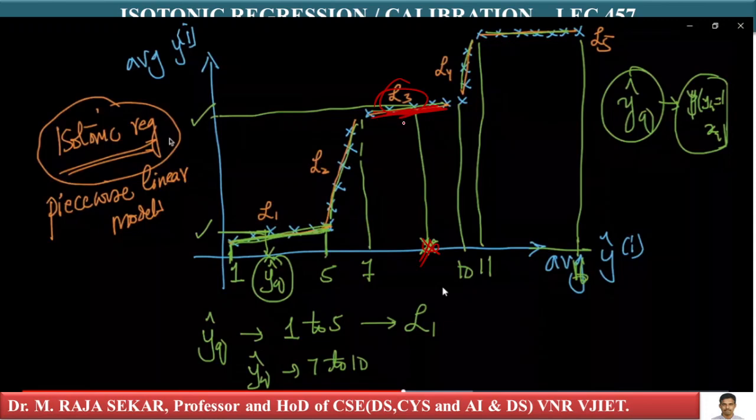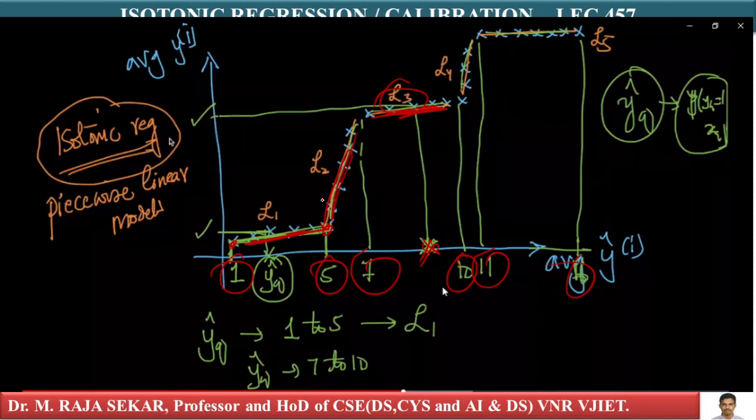Now your question might be, how do we determine these lines? How do we determine these thresholds? Let's say these are thresholds 1, 5, 7, 10, 11, 16. All these numbers are called thresholds, because we also need to determine where each line starts and where it ends. That's what we need to find out.